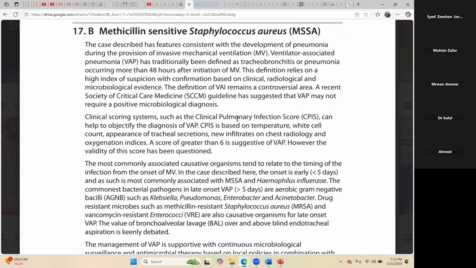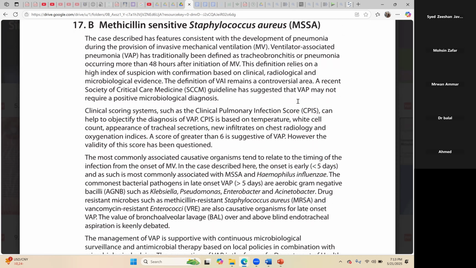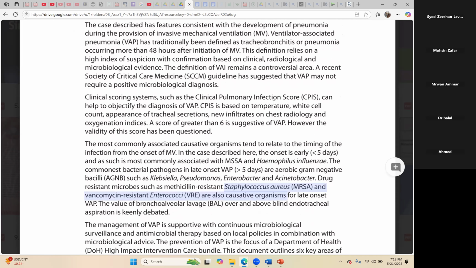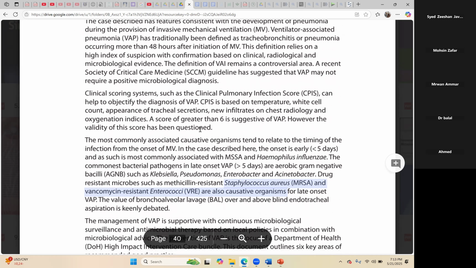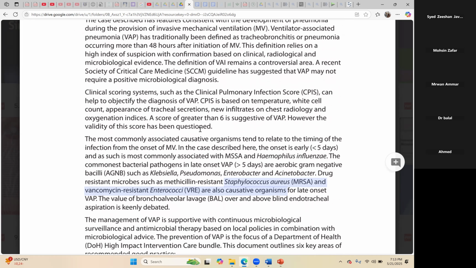Recent guidelines may not require a positive microbiological diagnosis. There is CPIS, Johanson's criteria, and a number of others.